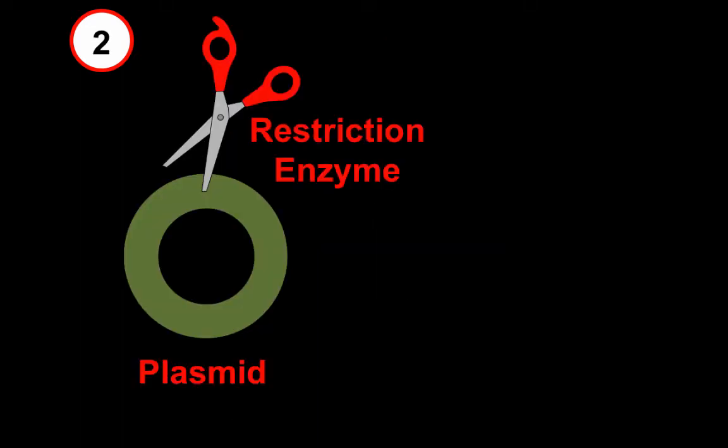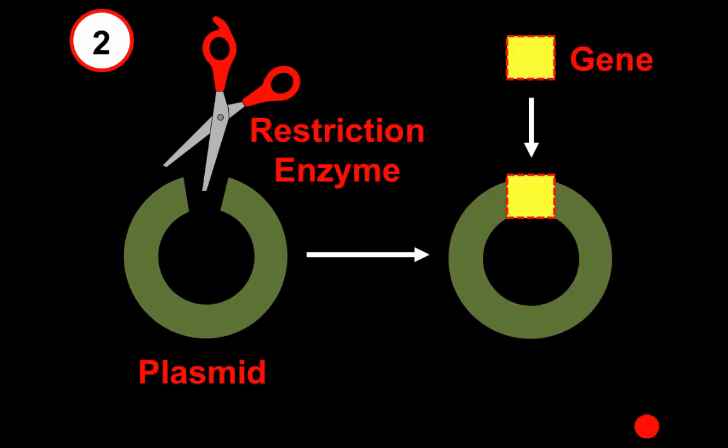Then we're going to take a bacterial plasmid, which remember is a small piece of bacterial DNA. We're going to use that same restriction enzyme, cut the plasmid, and then insert the gene. And this works because we're putting DNA into DNA.